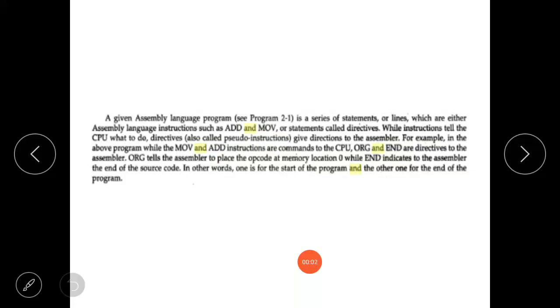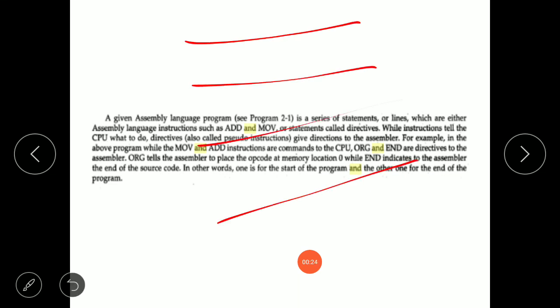Hello students, in this lecture also I am going to discuss 8051 microcontroller assembly language programming. In the previous lecture I discussed a few instructions. So let me tell you, basically any assembly language program, what is it? It is a set of statements. These statements may be either instructions or directives.